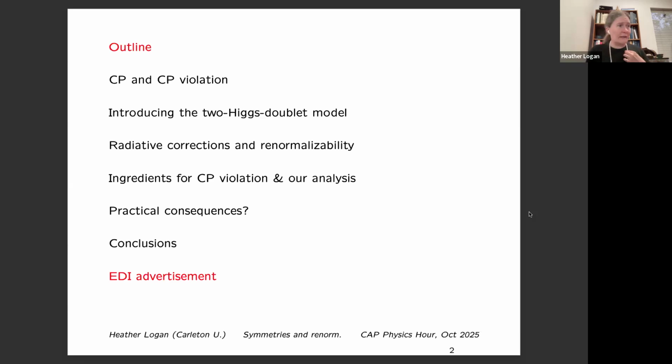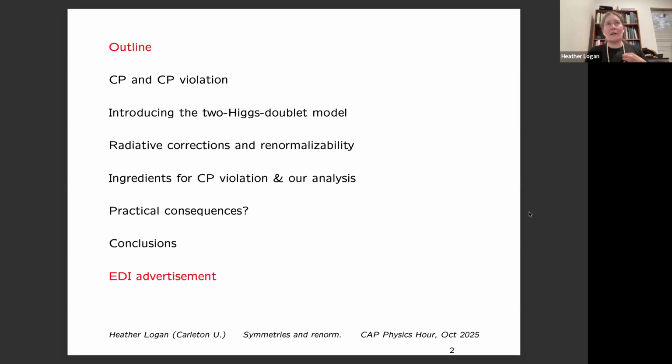So I mostly work on Higgs physics, so physics of electroweak symmetry breaking. I'm going to introduce one of the simplest extensions of the standard model Higgs sector, which is known as the two Higgs doublet model. Then I'm going to go on a little bit of an excursion into discussing radiative corrections and renormalizability and some of the principles behind that.